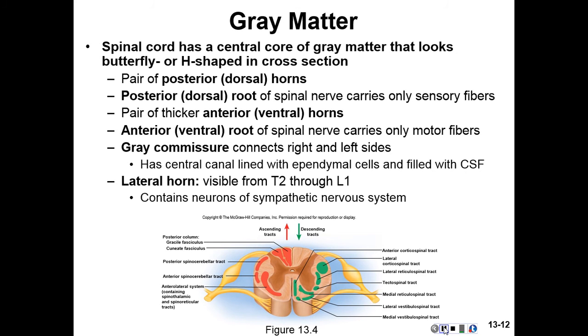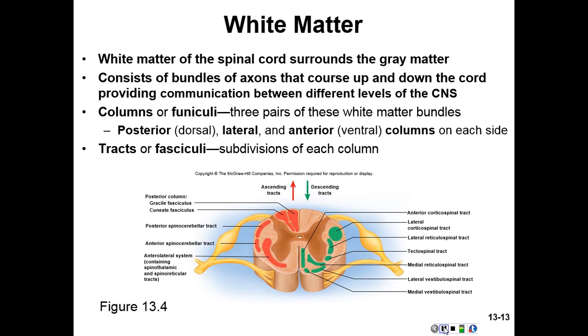All right, you've got columns or funiculi. These are bundles of white matter, okay? You're going to have both upper and lower. All right, so your posterior, remember, is dorsal, anterior is front, ventral is front, and posterior dorsal is back. So again, the tracts or fasciculi, they are subdivided into their what? Columns, exactly. So again, they transmit the impulses up or down the spinal cord.